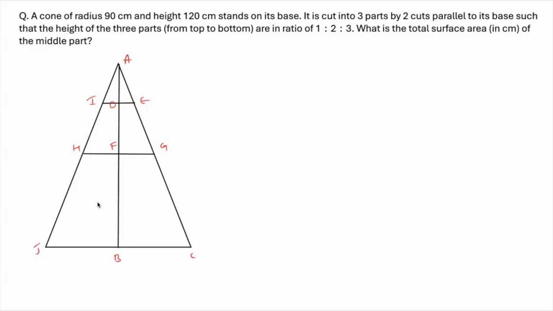and J. All right. Now observe that triangles AIE, AHG, and AJC are basically projections of three cones, AIE, AHG, and AJC, right? And these three triangles are also going to be similar by the AA test, right? There are multiple ways of proving.